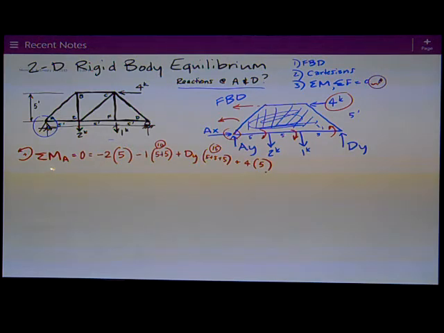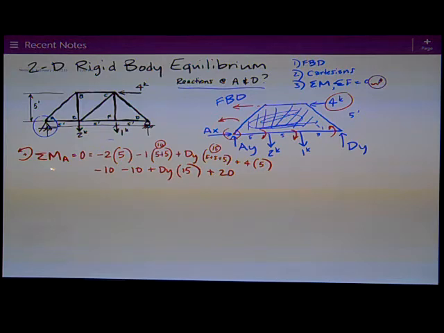And I've got every force accounted for. So ready to do the math. Negative 2 times 5 is negative 10. Negative 1 times 10 is negative 10. Positive dy times 15. And 4 times 5 is 20, positive.